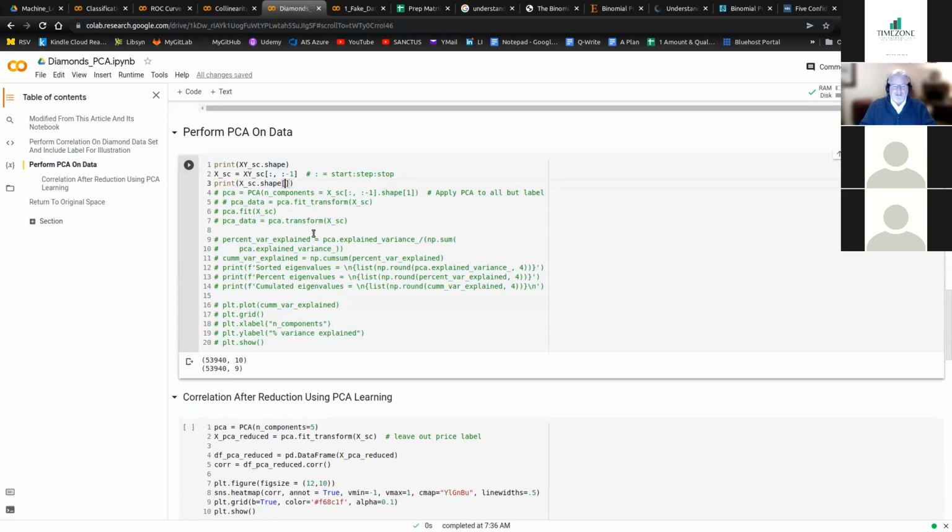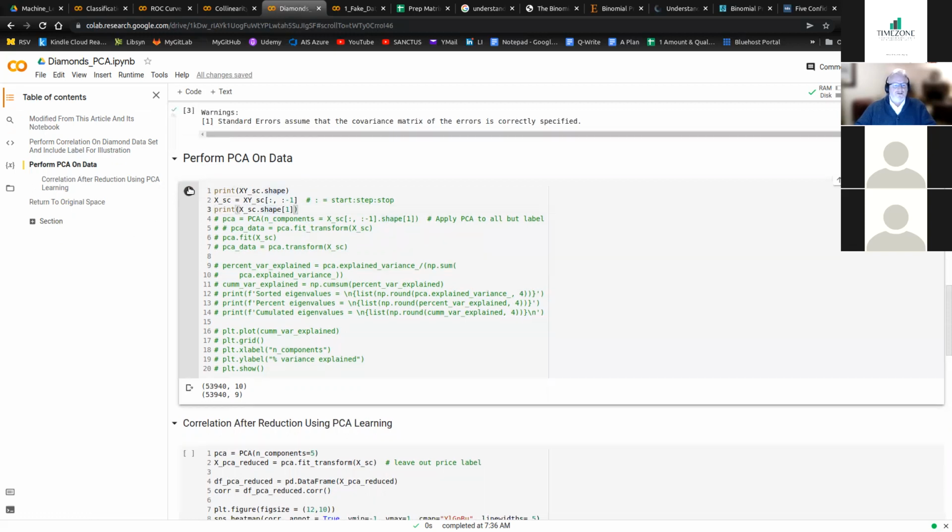But if I just want the number of components, I can do this trick. And now I get just a number because I said, well, in the shape, take the one component, which would be the columns. 0 would be the number of rows. So now I have that. And sure enough, I didn't really need to do that because that would have been redundant. So I really just want to instantiate PCA. So here's the PCA class, and I'm telling it this is how many components you'll expect.